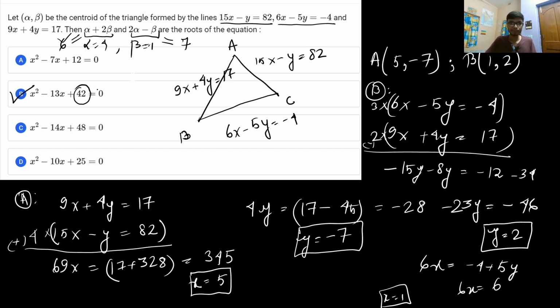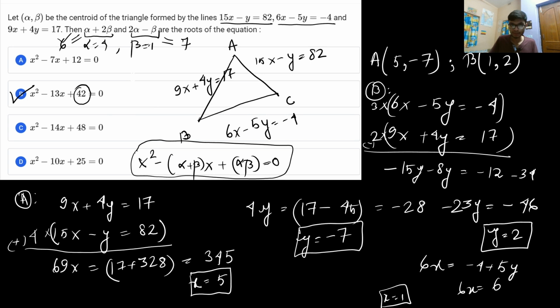So you don't need to solve. Okay, so you don't need to form the equation. Or if you want to know how the equation is formed, it is basically x square minus (alpha plus beta) into x plus alpha into beta. That's how you form the equation whose roots are given as alpha and beta.